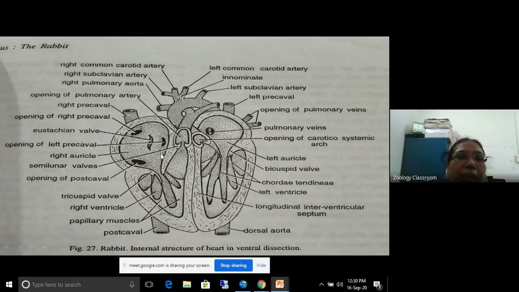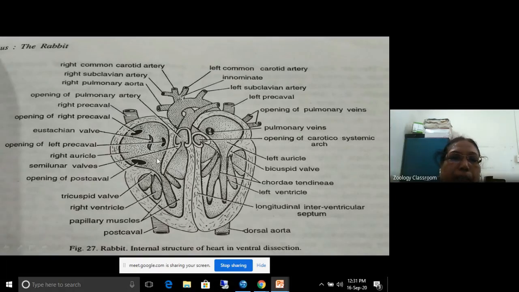On this side, there is a valve present. This is the opening of the precaval, and it is guarded by a valve called the Eustachian valve. On this side there is impure blood, and on this side the pulmonary vein opens and collects pure blood from the lung. So in the left auricle there is pure blood, and in the right auricle there is impure blood.